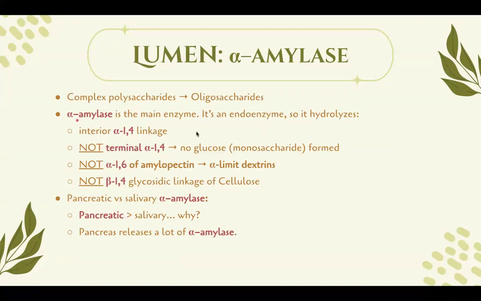The main enzyme is alpha amylase, and it's an endoenzyme. What this means is that it breaks down the interior alpha-1,4 linkage. It cannot break down the terminal alpha-1,4, and so you don't form monosaccharides on their own. You cannot break down alpha-1,6 of amylopectin, and so you end up with alpha-limit dextrin. And another thing is that you can't break down the beta-1,4 bond. Where did we say this was? In cellulose, right? This is why we cannot break down cellulose, because our enzyme alpha amylase cannot break down its bonds, okay?